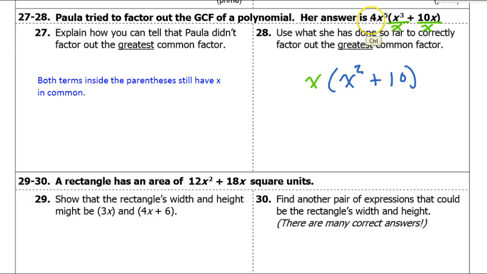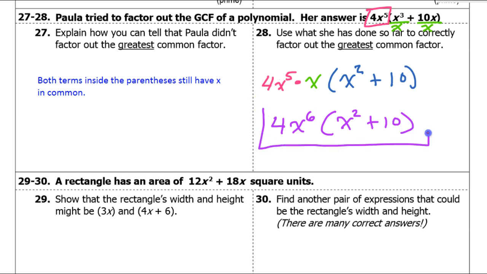Because of the part that she had done so far, we also have this 4x to the 5th power out front. So what you want to do is go ahead and put 4x to the 5th power out front, and you multiply. So that's why the final answer should be 4x to the 6th power. X to the 5th times x is x to the 6th power, times x squared plus 10. So this is the actual final answer.